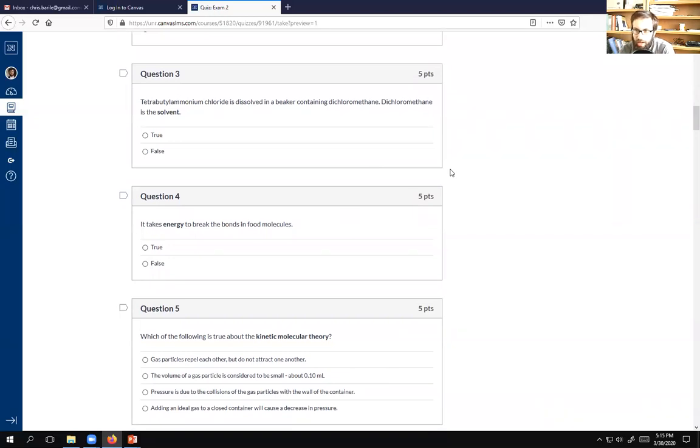Tetrabutyl ammonium chloride is dissolved in a beaker containing dichloromethane. Dichloromethane is the solvent. That is true. That's what it's being dissolved in. That's the definition of solvent. The solute here would be tetrabutyl ammonium chloride.